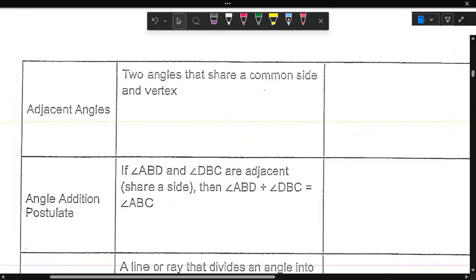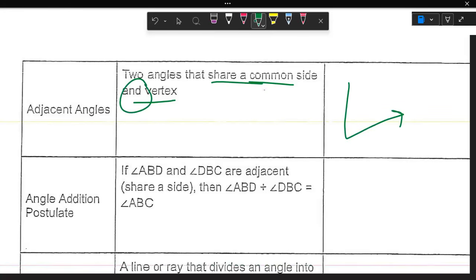Adjacent angles. Adjacent angles are angles that share a common side and vertex. So adjacent angles are really just an angle that's been split into two. It doesn't have to be two perfect halves because it's not a midpoint, or in this case a bisector, which we'll talk about in a moment. So these two separate angles, well, they're together, but they're two separate angles.